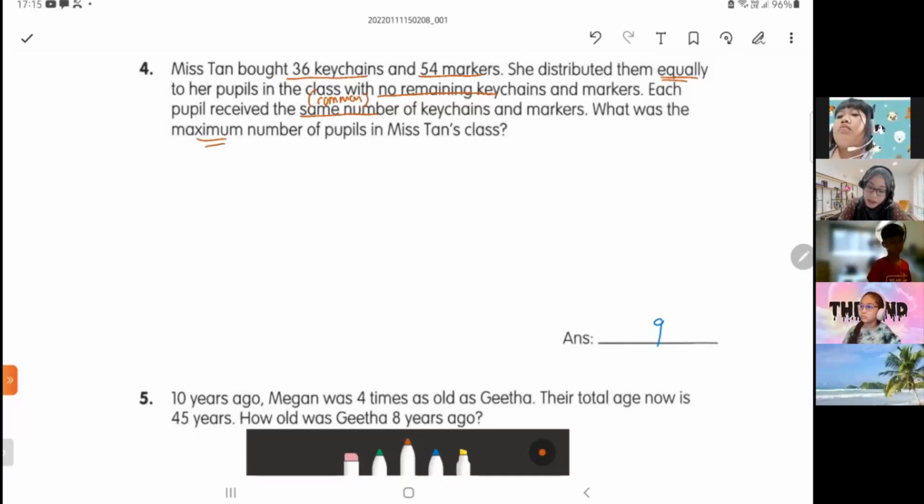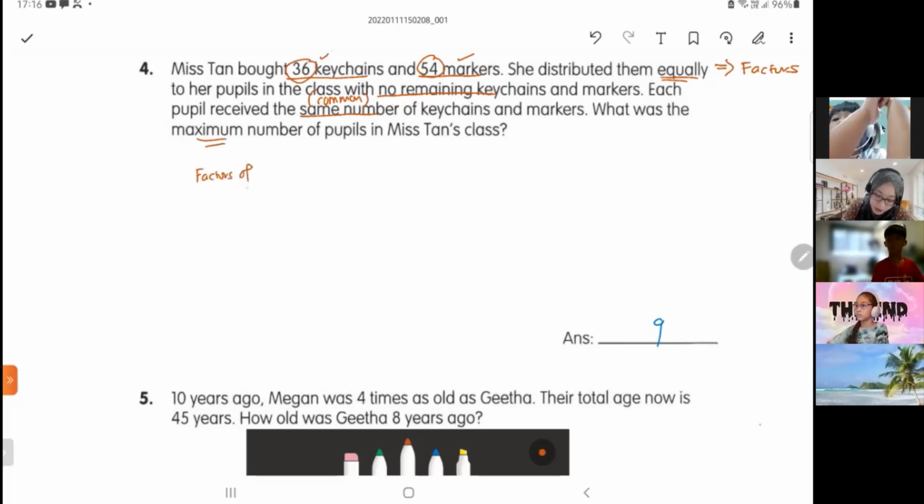So I know that I have 36 and 54. I can divide them equally. This means I'm looking at the factors. Common factors of 36 and 54. You see how I derive with the concept? Okay. Clues are given in the question. Just have to change them. Okay. So factors of 36 equals to, and factors of 54.